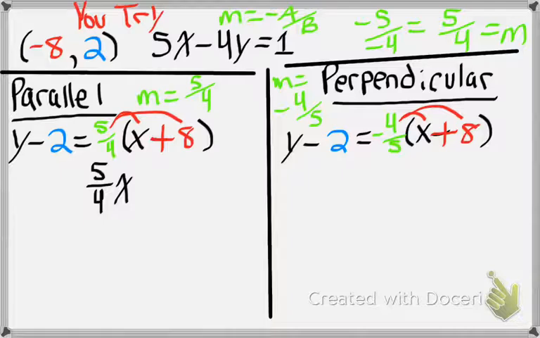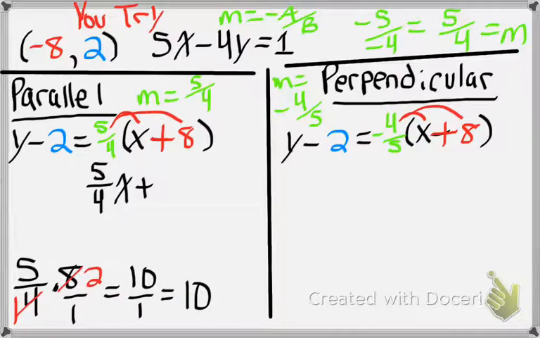A positive times a positive is a positive, so plus. Now you just got to figure out what is 5/4 times 8. Shortcut it up. Alright, and it equals 10. So that's going to equal plus 10 right there. Alright, drop everything down. Now finish getting y by itself.